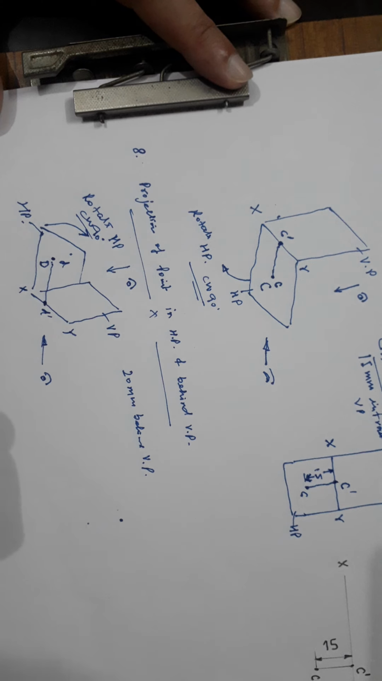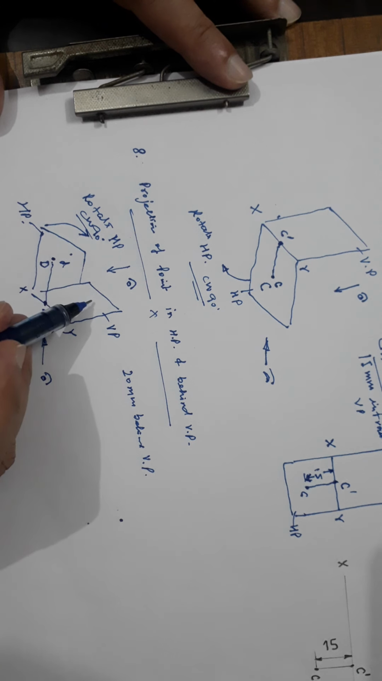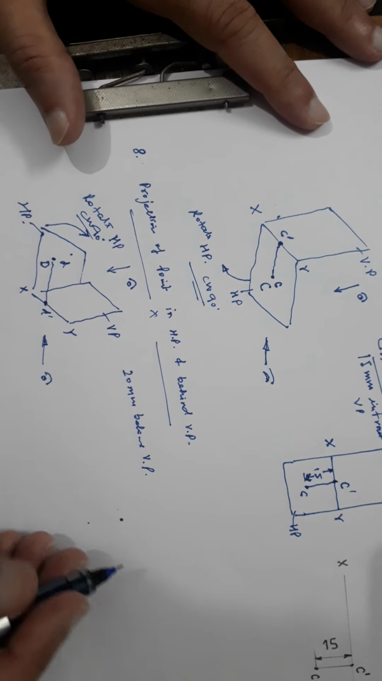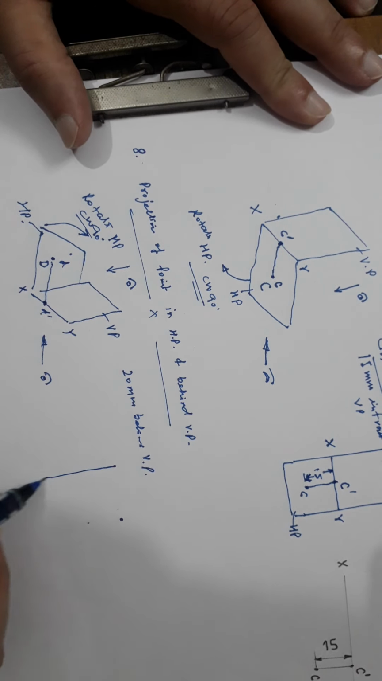Okay, then what will happen? Both HP and VP will merge, but D will be up above the XY line. D dash will be on XY line. So what will be happening here? I will show you.